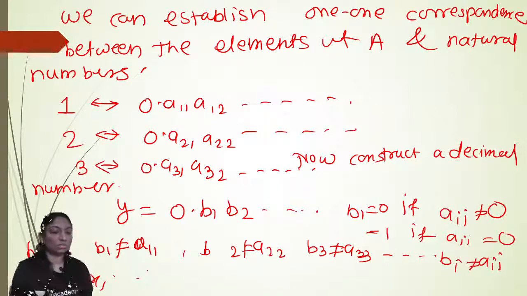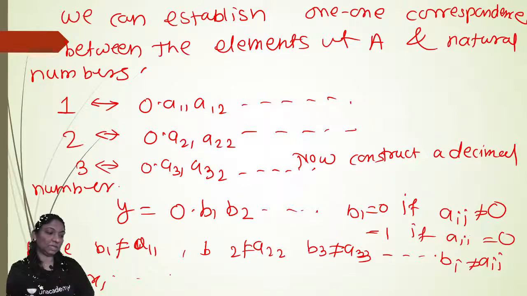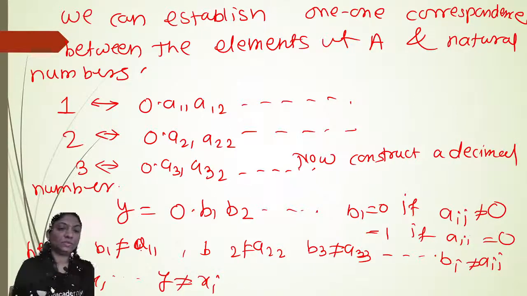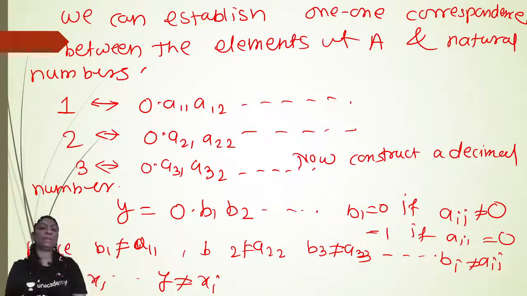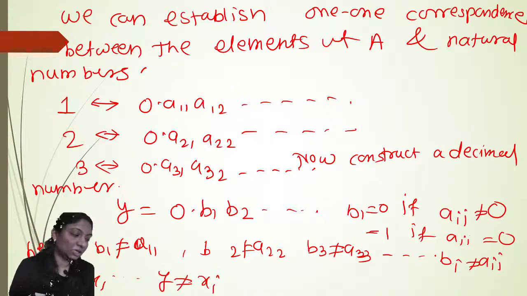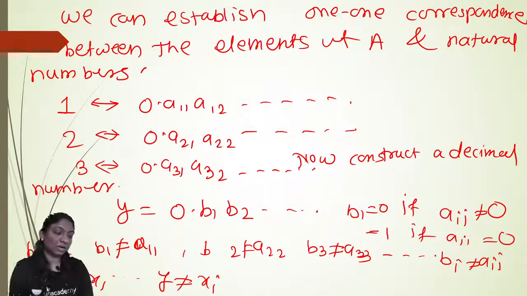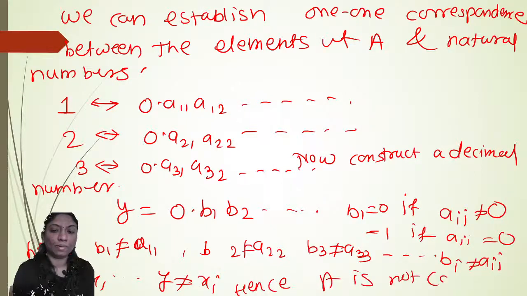y is not equal to x2 since it differs from x2 in the second decimal place, and so on. y is not equal to xi since it differs from xi in the ith place. Thus, the number y equals 0.b1 b2 up to bn and so on lies between 0 and 1, and it is different from each of the numbers in the above list. Therefore, it is not an element of A. Okay, which is a contradiction. If it were an element of A, then it must belong to the closed interval [0, 1]. But this contradicts our assumption that A is countable. Hence, A is not countable.